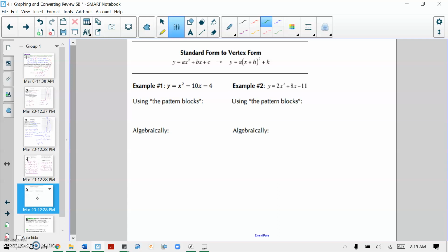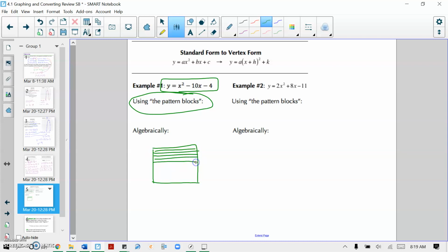All right, so standard form to vertex form. So this is when we did completing the square. So example 1, I want to talk about using the pattern blocks first. So using the pattern blocks was what we talked about was, okay, I'm starting with an x squared box, and I'm subtracting 10 x's. So to complete the square, and to keep it a square, I'd have to subtract 5 from each side. So if you ask yourself how many little pieces would be in the top right corner, we would say 25. And we would write this as x minus 5 quantity squared.